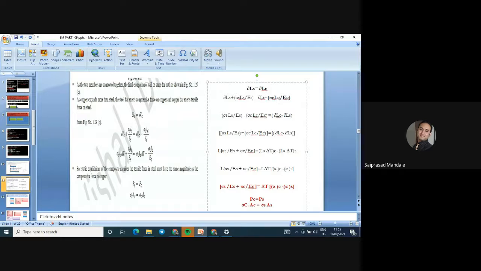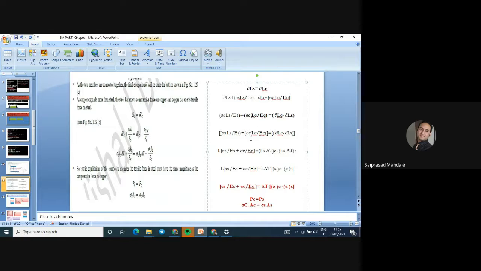Compressive force means reduction in the length, so that's why it is a minus. Now I'm just going to rearrange the terms. So delta L of S, here it is plus, delta L of C is minus. So I'm going to rearrange: delta L of C minus delta L of S, I'm putting on that side, delta L of C plus delta L of S. Now here it is plus sigma C, sigma S, LS upon ES. Here it is a minus, so once it comes to that side, it will be plus.